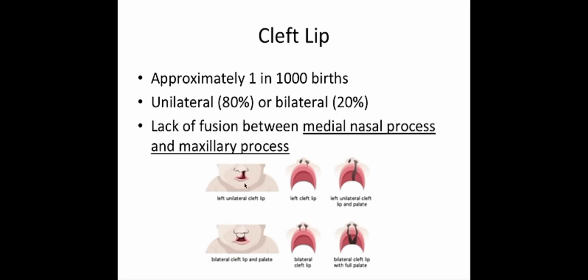So if we look at this image down here, that's basically between this philtrum area, which is under the middle of the nose, and the lateral lip cheek area. So this is between the medial nasal process and the maxillary process, or prominence, which are embryologic structures that will eventually fuse together to form the face. And this is a lack of fusion of those embryological structures.